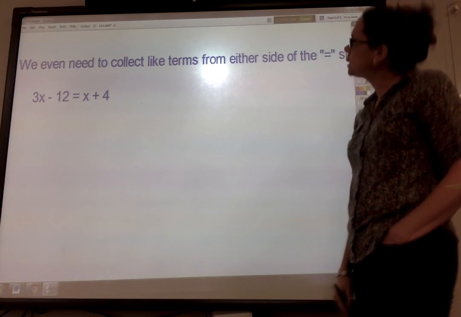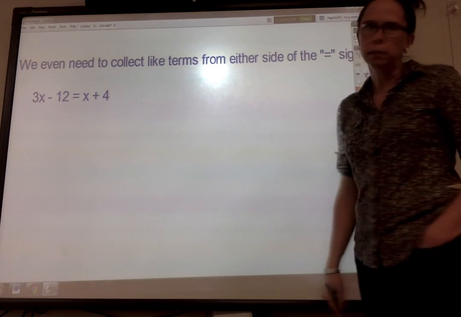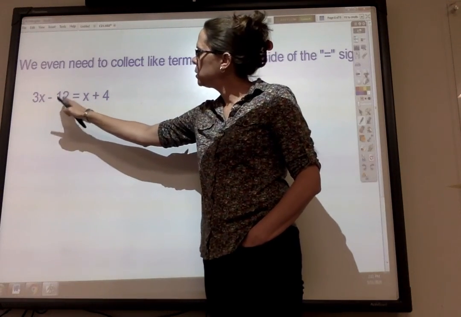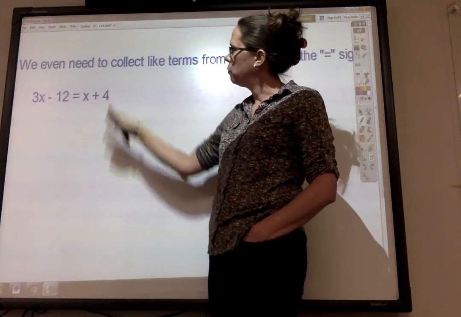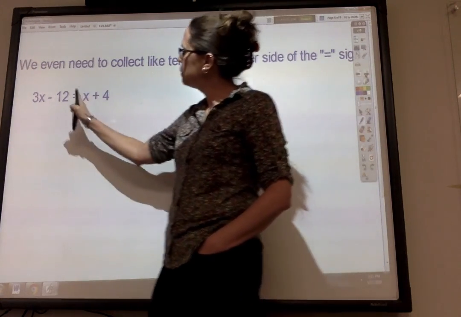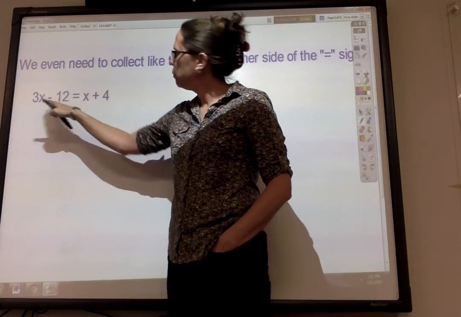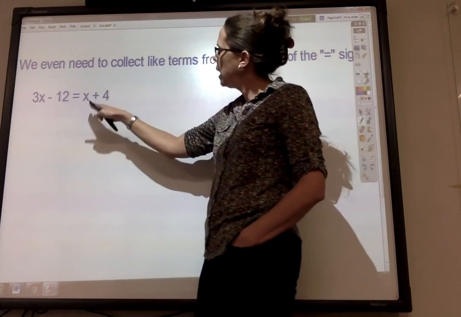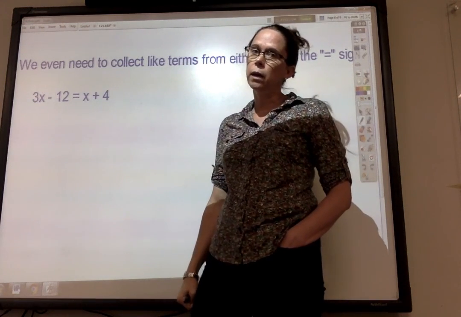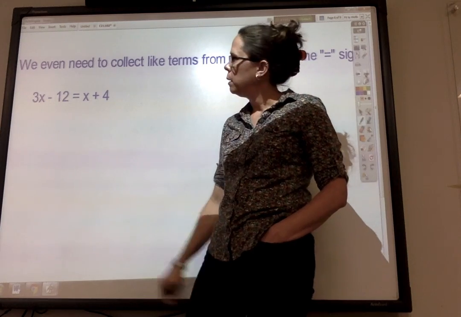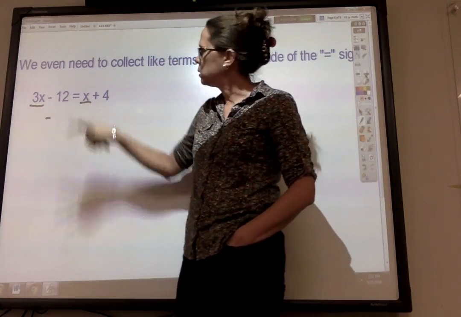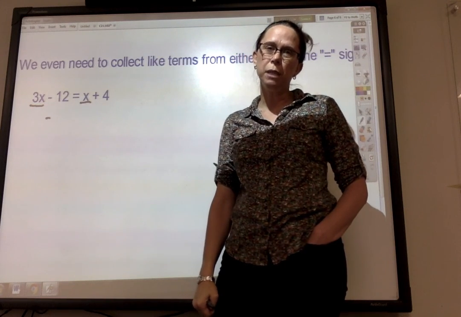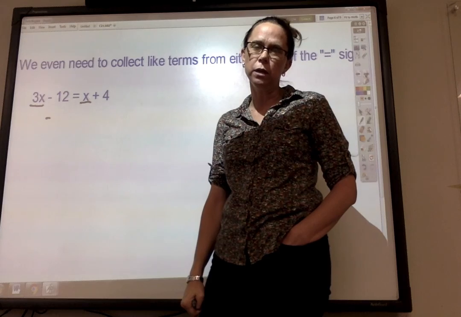We even need to collect like terms from either side of the equal sign sometimes. Okay? So let's look at what's going on here. 3x minus 12 equals x plus 4. I look on the left side of my equal sign: 3x minus 12. These are not like, so I can't combine them. I look on the right side of my equal sign: x plus 4. These are not like, so I cannot combine x and positive 4. But 3x and x are like. So I've got to figure out how to get them together from across either side of the equal sign.